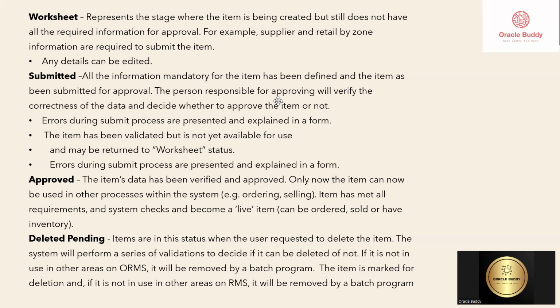Next is approved. The item's data has been verified and approved. Only now can the item be used in other processes within the system, like ordering and selling. The item has met all the requirements and system checks and becomes a live item. It can be ordered, sold, or have inventory.